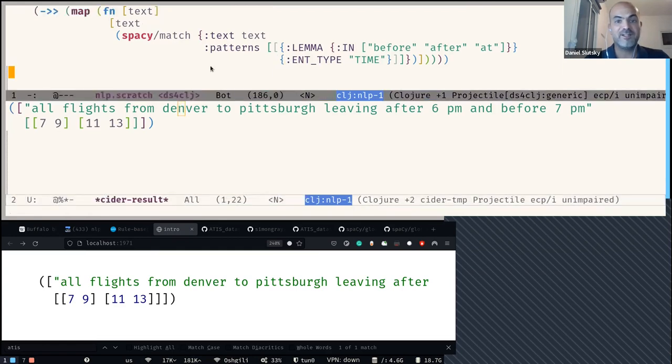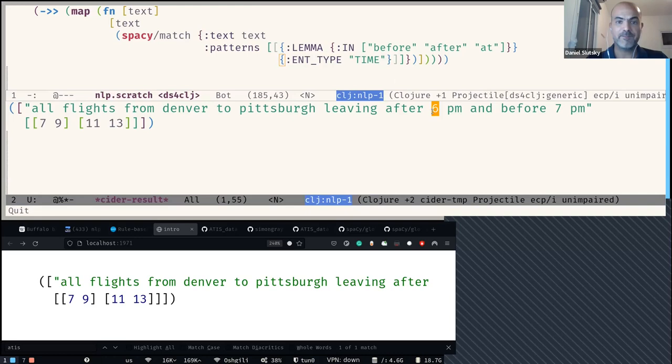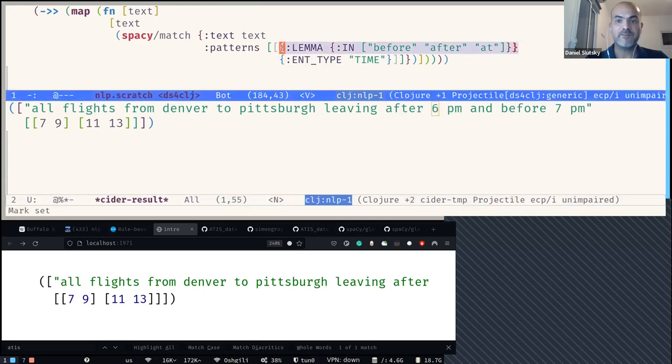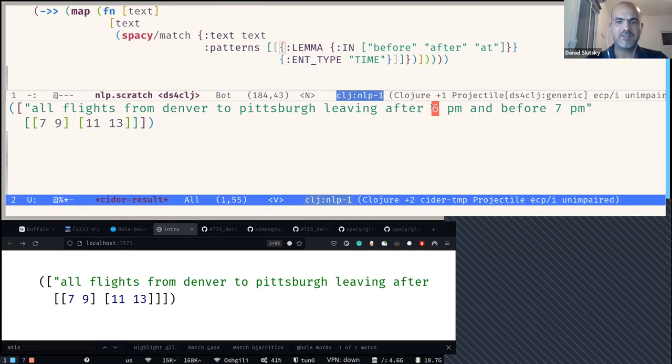And you see, what we said here was that we're looking for a pattern that is composed of two tokens. The second token is a time token, like 6 p.m. The first token, or I think 6 in this case, because we recognize it. Yeah, never mind about this technical detail.